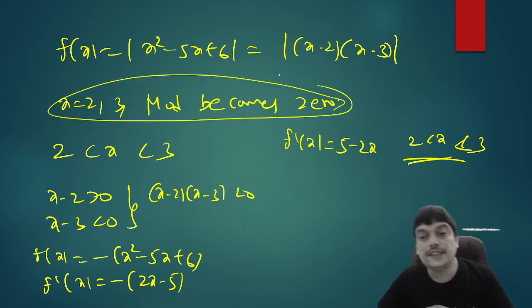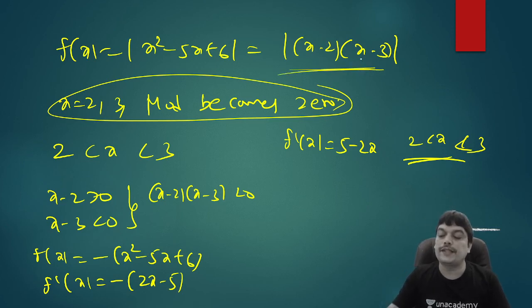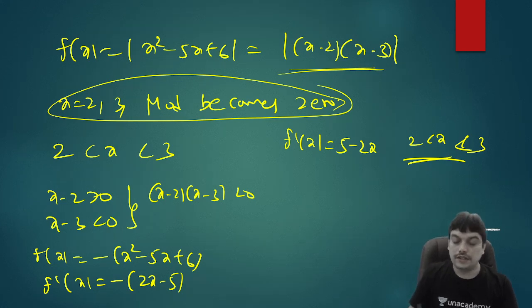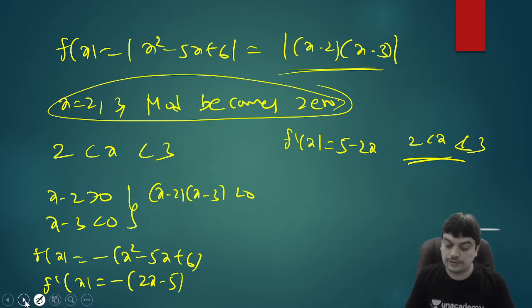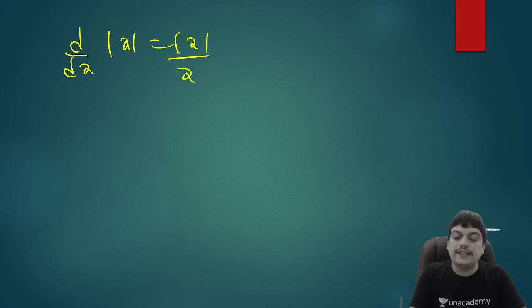So we'll discuss this in more detail when we discuss the differentiability chapter. But right now you can remember whenever there is a mod term, at points where the mod becomes 0, the derivative will not be defined. This is because when you write derivative of mod x, you can also write mod x by x. So when x is 0, it will be 0 by 0, indeterminate.